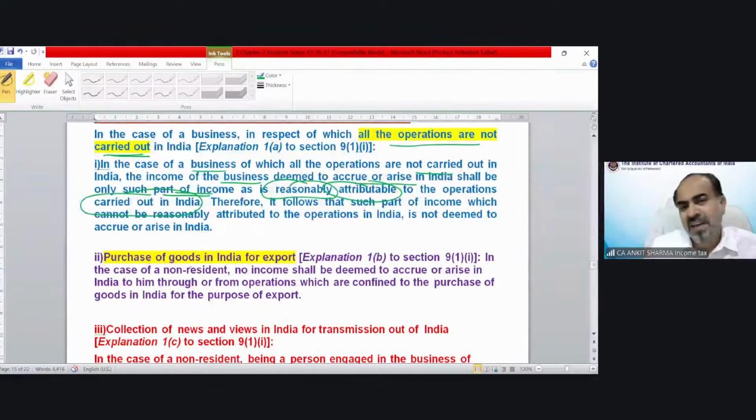Now, in the first case, we are doing operations in India. In the second case, purchase of goods in India for export. This is a different case. It seems like the same case, but it is technically different.